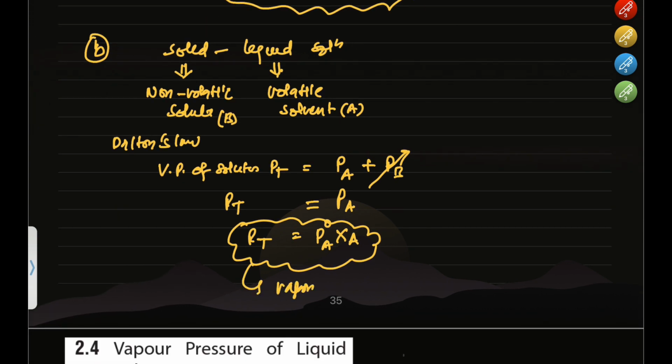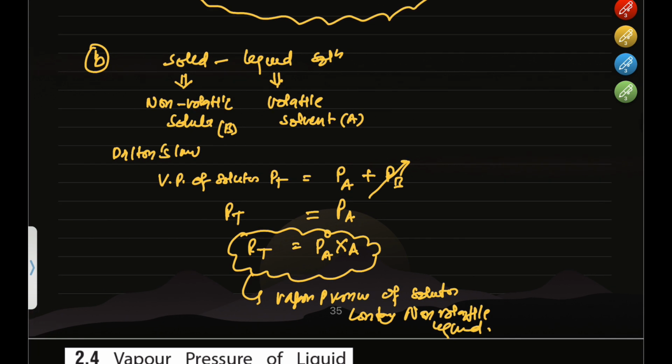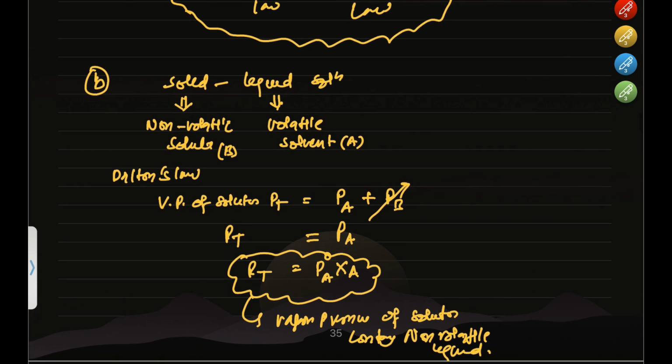Vapor pressure of solution containing non-volatile liquid. Okay, why does this happen? Let's see. Suppose a container.